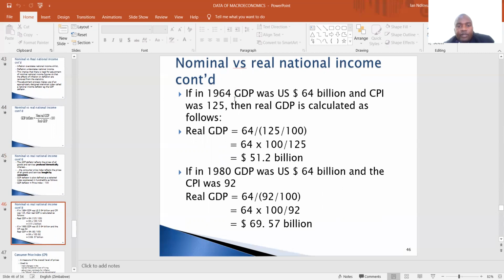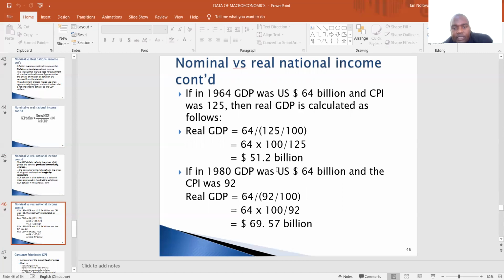As an example, if in 1964 GDP was 64 billion and the CPI was 125, then real GDP is calculated as follows. Real GDP will be 64 divided by the consumer price index in hundreds, which is simply 125 over 100, which is 64 multiplied by 100, all divided by 125, which gives us $51.2 billion.